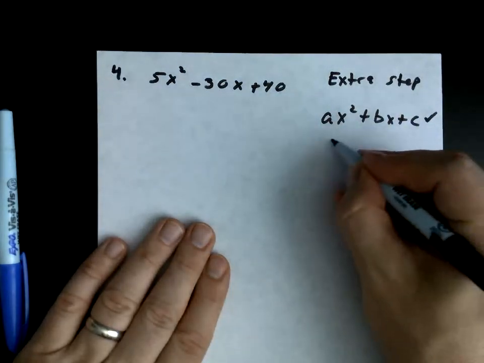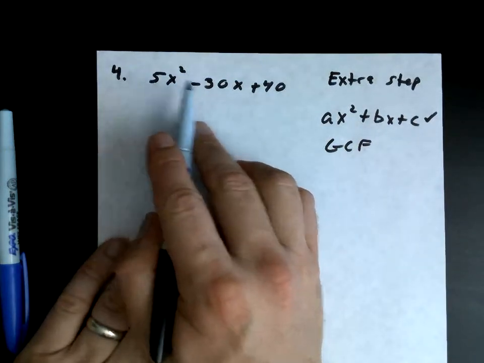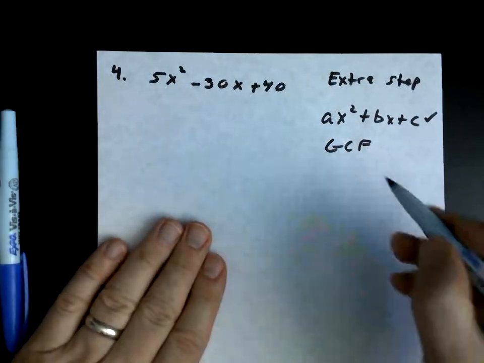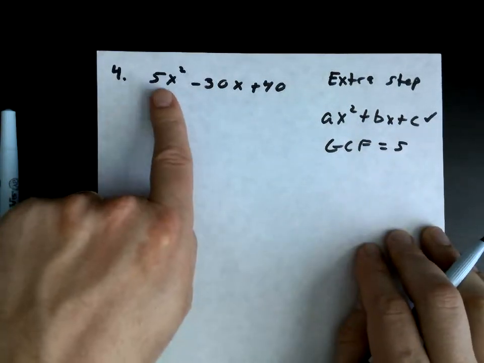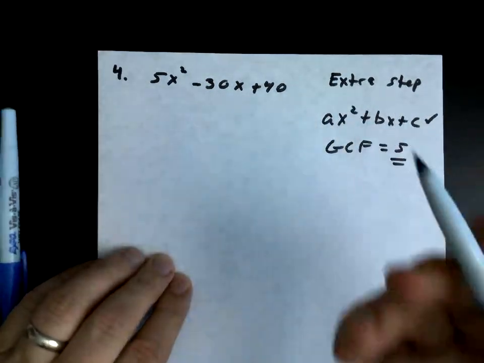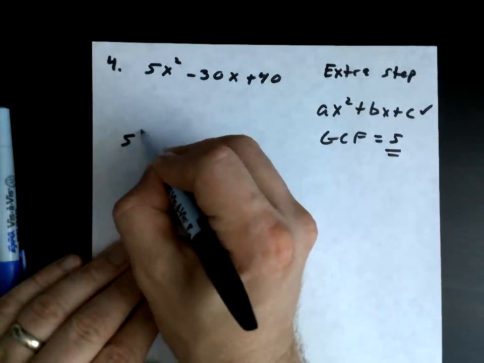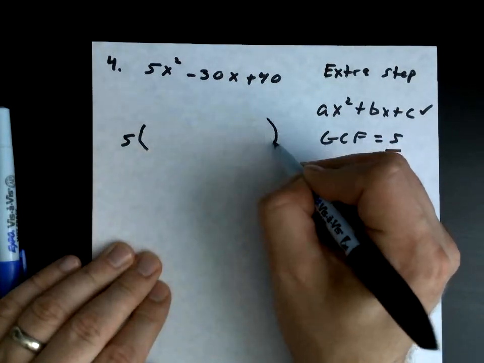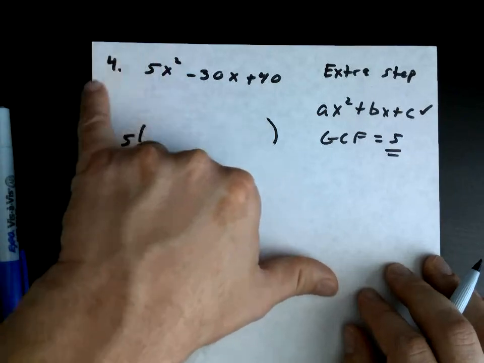So now I want to look for a GCF, greatest common factor, because there's a 5, 30, and 40, and I do believe that the GCF looks like it's going to be 5. So if I take a 5 out of all those terms, now if you don't know what I'm doing here, I'm going to do it for you. I'm going to take a 5 and put a big parenthesis, because I'm taking a 5 and I'm removing it.